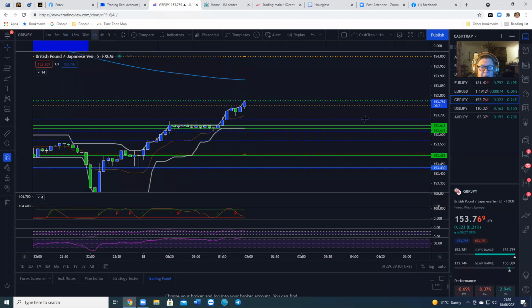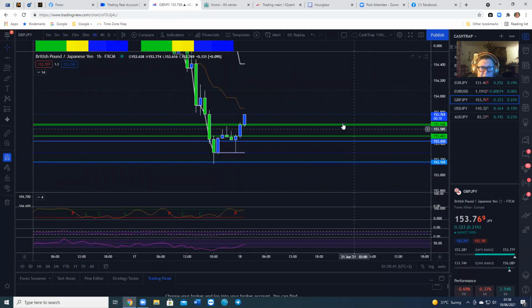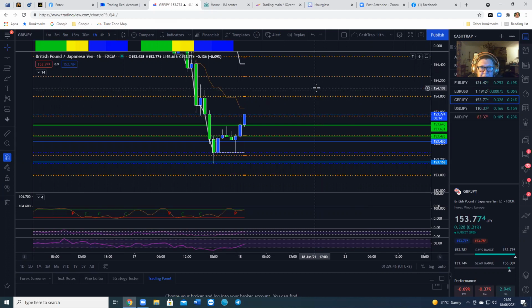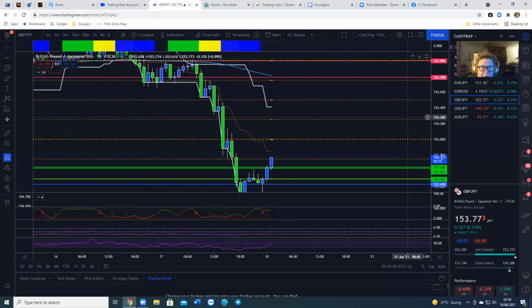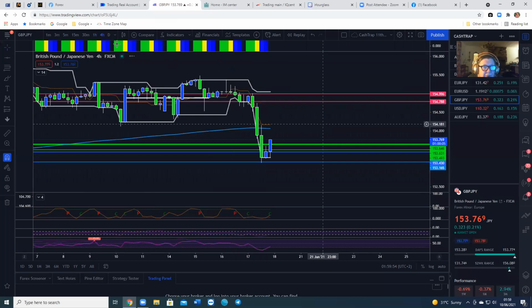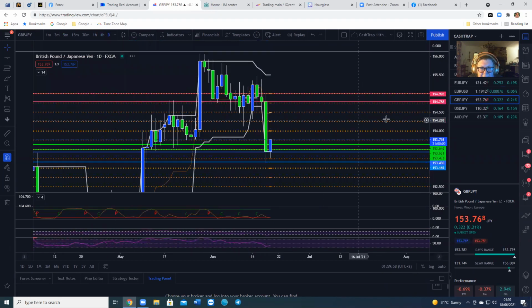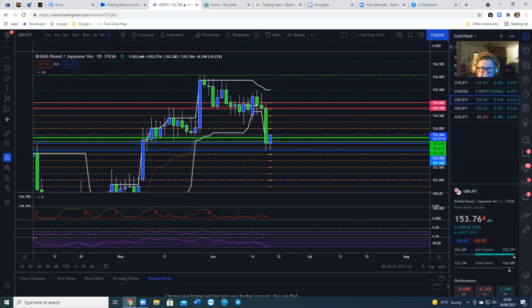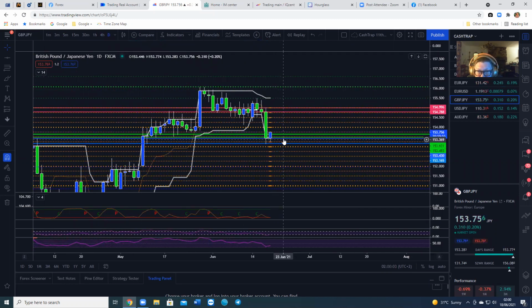Just look on the hourly, what's happening, and so it looks like it's finished its move. I'll just go out to the 4 hourly. Can't see anything there. Go out to the daily. So on the daily, it's finished at that level, hasn't it? 500. And it's moving back up this way.